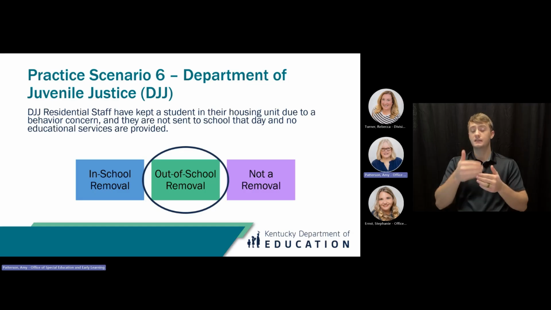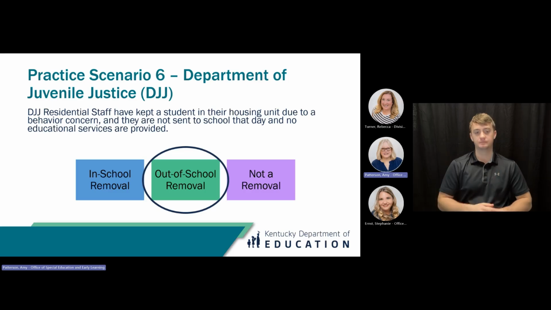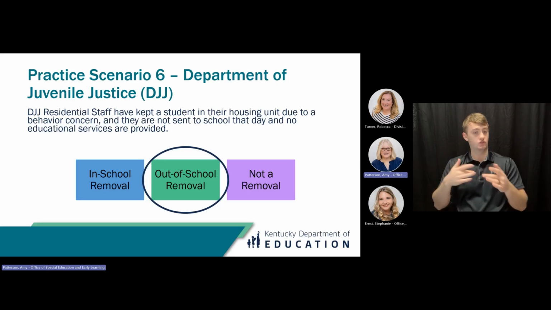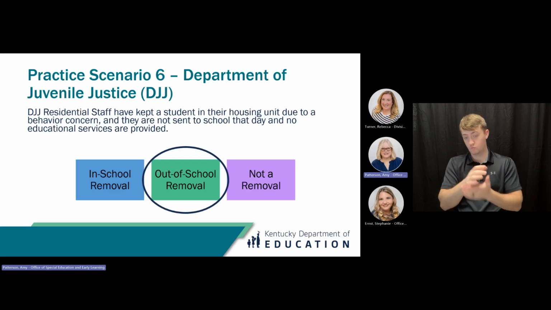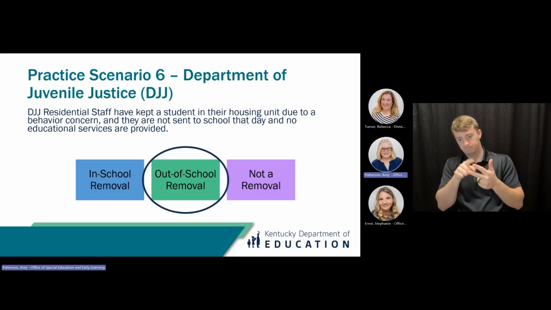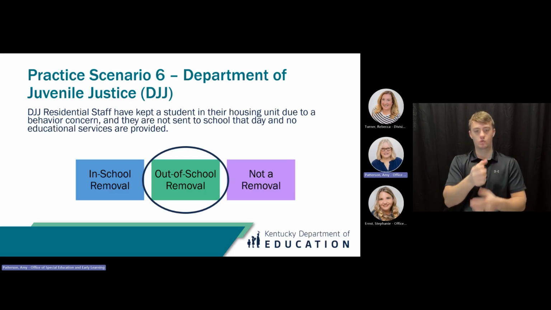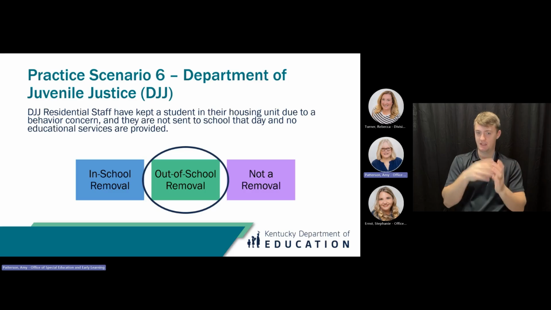These next two scenarios are regarding DJJ. A DJJ residential staff may have kept a student in their housing unit due to a behavior concern, and they are not sent to school that day, and no educational services are provided. Is this considered an in-school removal, an out-of-school removal, or not a removal at all? This is considered an out-of-school removal. If the student is removed from the school setting and no educational services are provided, this would be an out-of-school removal.